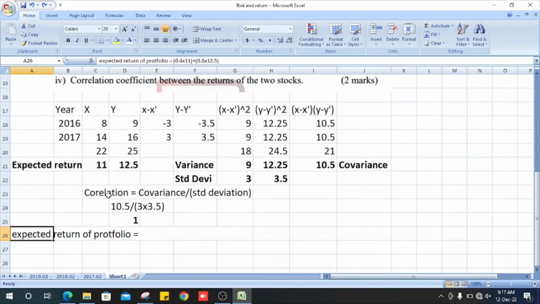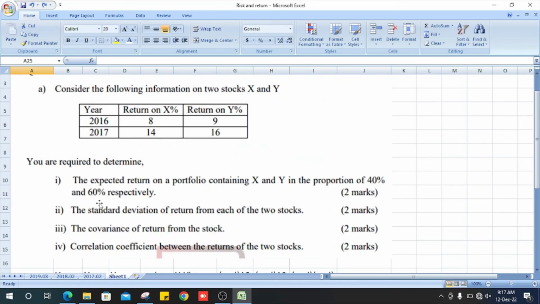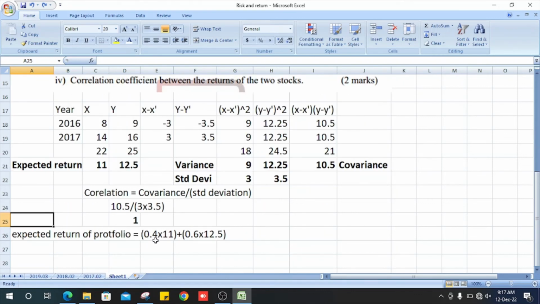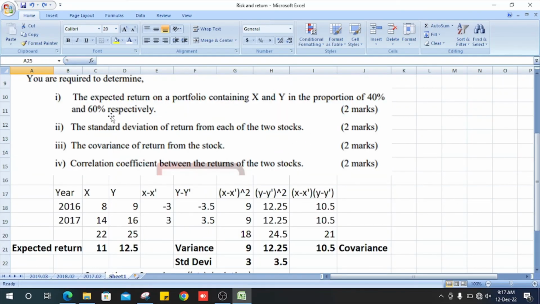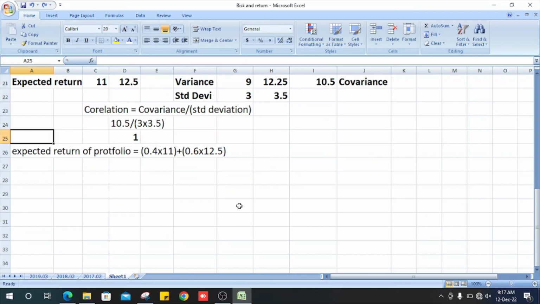Next, we get the expected return on the portfolio. How do we get it? The proportions are 40% and 60%. So the proportion of X is 40%, we write 0.4 multiplied by the expected return of X, which is 11, plus the proportion of Y, 60%, 0.6 multiplied by the expected return of Y, 12.5. Solving this, it is 11.9.